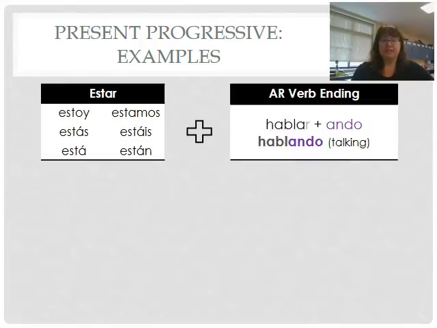Then a verb. Let's look at the AR verb hablar. So we drop the R. We add the NDO ending. You have hablando. Now if you do end up dropping the AR, then you'll have to do the ANDO. Whichever works best for you.